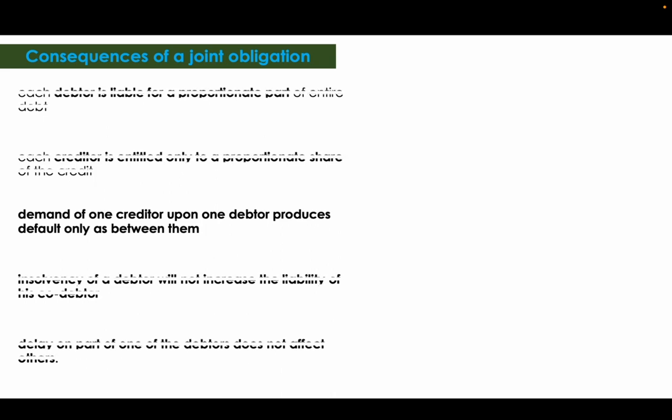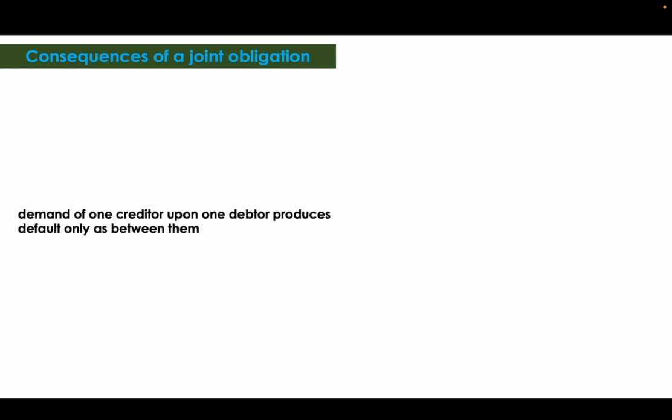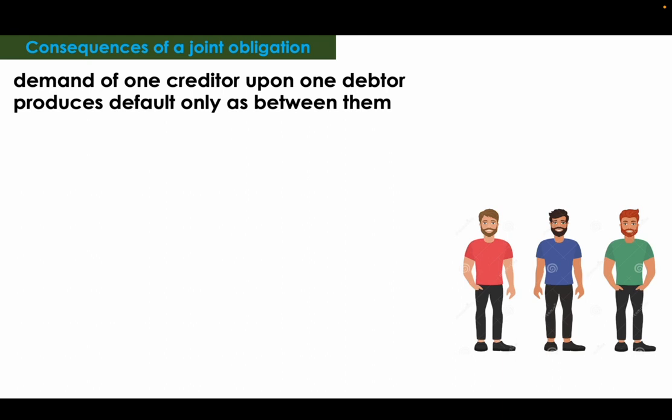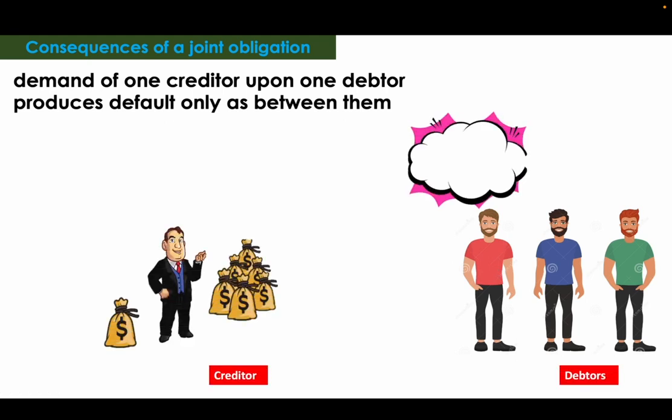Let us now go to the third one. Demand of one creditor upon one debtor produces default only as between them. Say for example, there are 3 debtors, and they borrowed from 1 creditor.